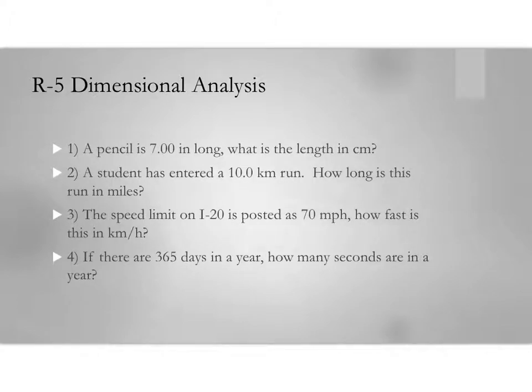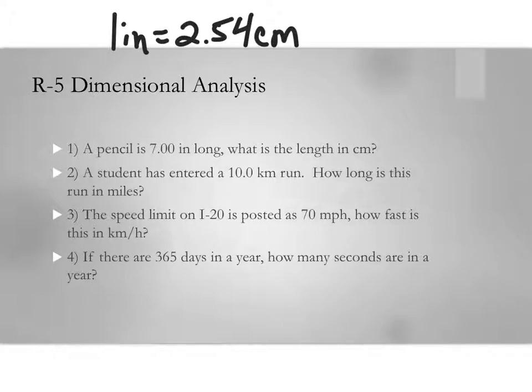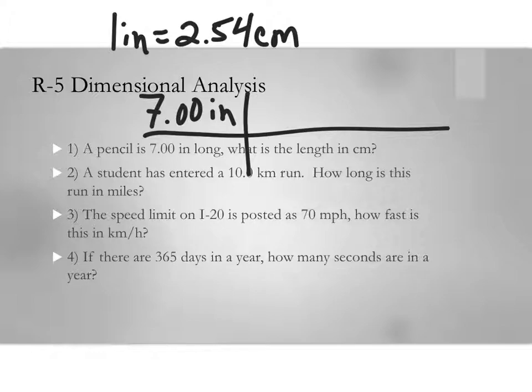We have some examples of problems to do here. Problem 1, a pencil is 7 inches long. What is that length in centimeters? Well, the conversion factor is 1 inch equals 2.54 centimeters. So if I have 7.00 inches, I'm going to use that conversion factor to get the answer, and I call this the box method.